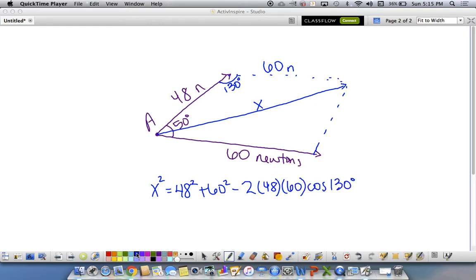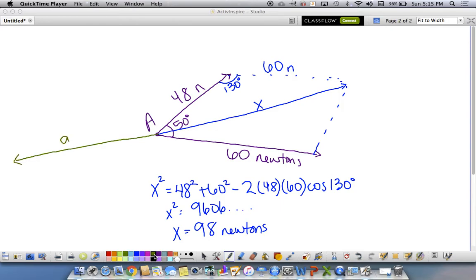x squared equals 48 squared plus 60 squared minus 2 times 48 times 60 times cosine of 130 degrees. When we do all of that, we get a big number, 9,606 point, etc. That's our x squared. When we take the square root of that, we find x, or the magnitude of the resultant vector, is simply 98 newtons. Does that mean the equilibriant is also 98 newtons? Yes, it does.